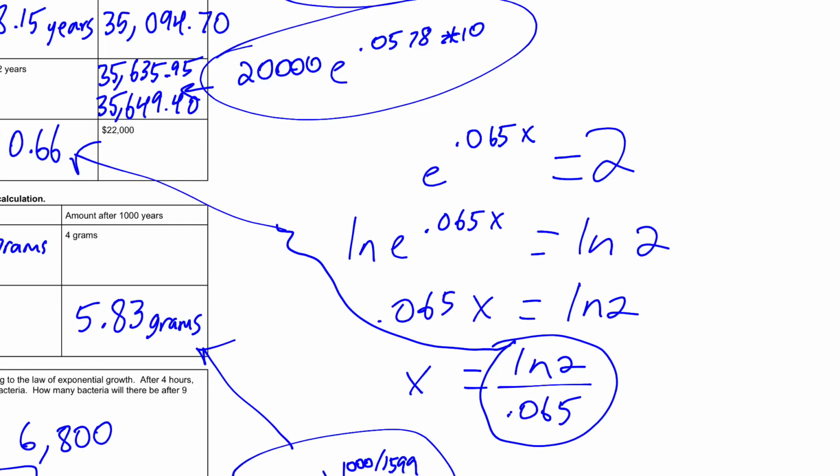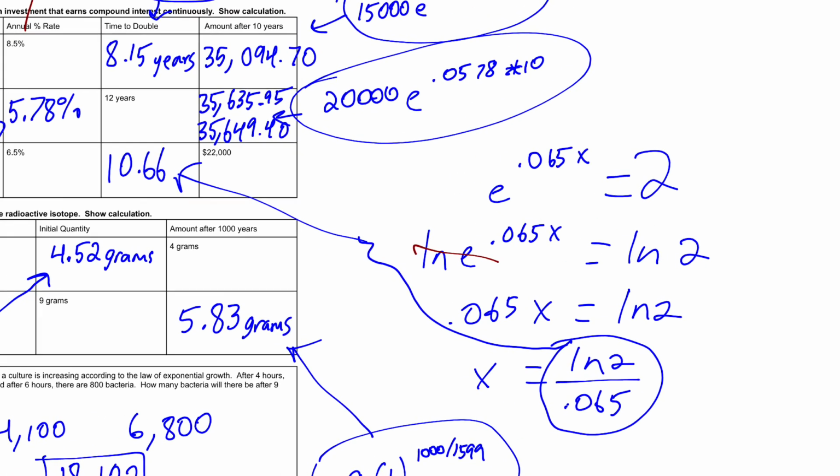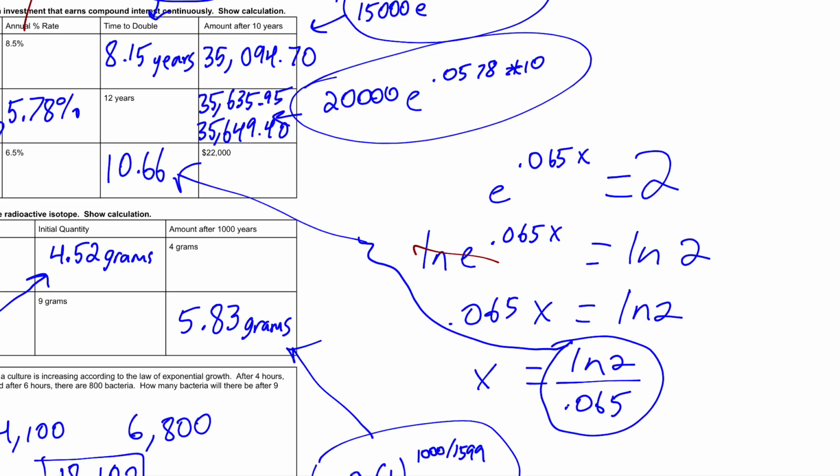If I want to find the time to double, I can consider that my rate is 6.5, and my time to double here is represented by the 2. So I take the natural log of both sides. This cancels out. I take the natural log of 2 divided by 0.065, and the answer is 10.66 years.